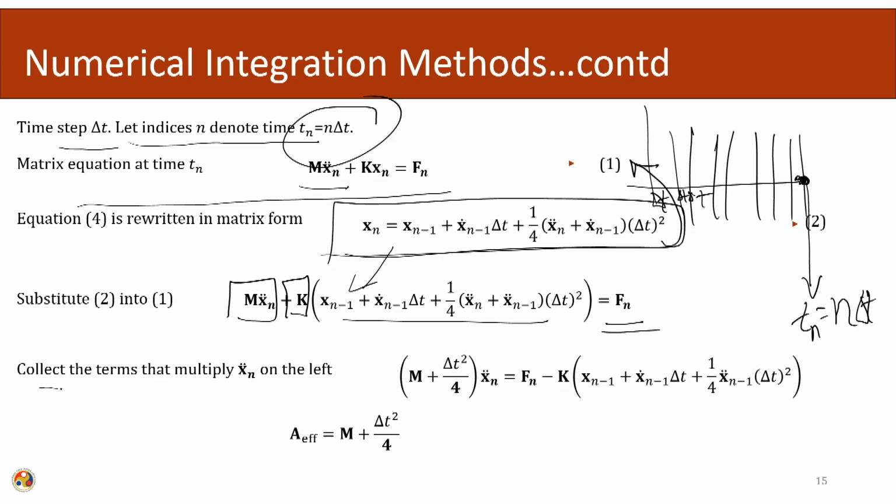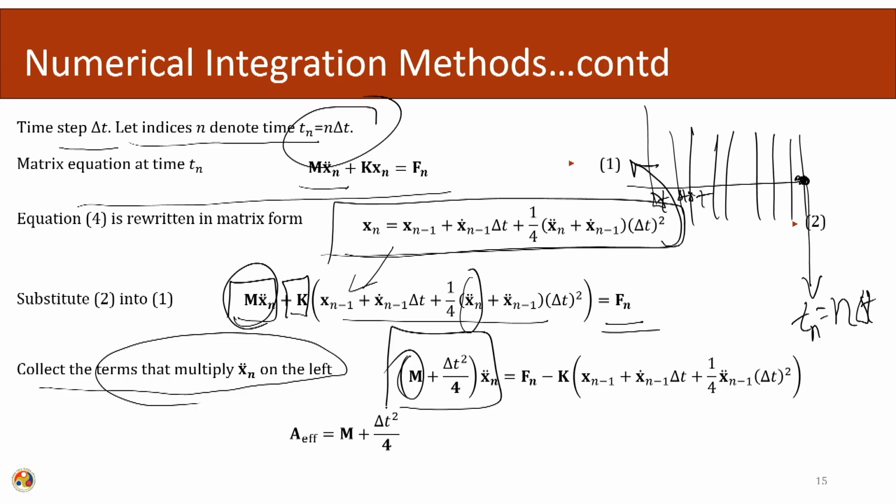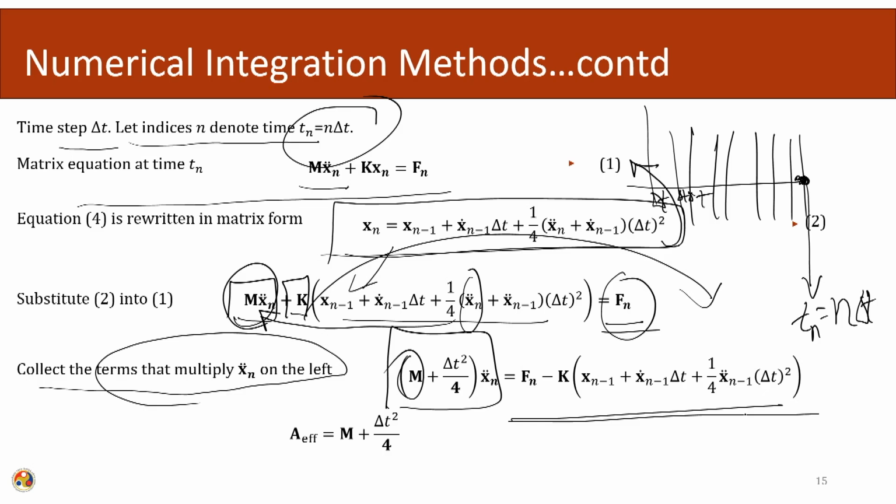Then we collect the terms that multiply with the acceleration on the left. So, we have x n, this is one term. Then we collect this value, so these two values, f n is there. Then we are taking this thing here and we are rewriting this equation. So, the effective mass term is, this is the effective mass term.